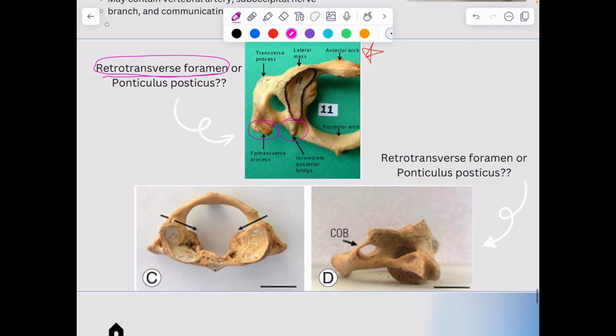This one is coming off the arcuate rim and our lateral mass. So that is going to be our ponticulus posticus, and it's fully formed, as we can see. So that's actually going to be the arcuate foramen.